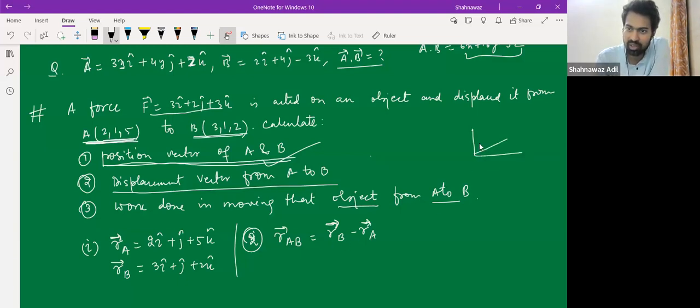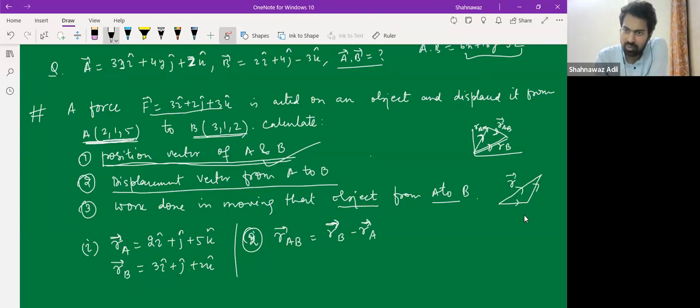So if you have this, just remember the triangle's law. This is RA, this is RB, and you want to calculate R from A to B, right? So from the triangle's law, you can see that RA is one side of the triangle, this is the second, and this is the third. Do you remember the triangle's law?